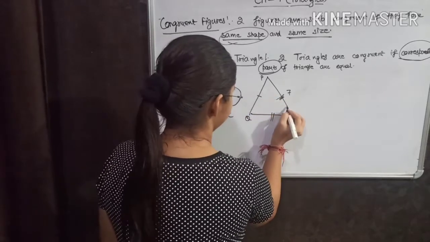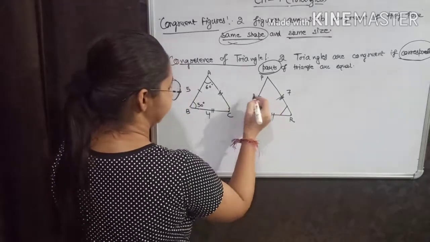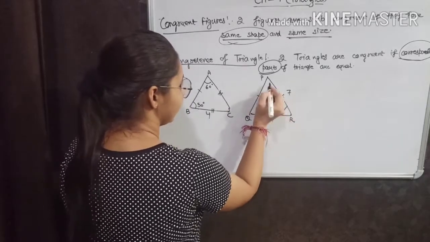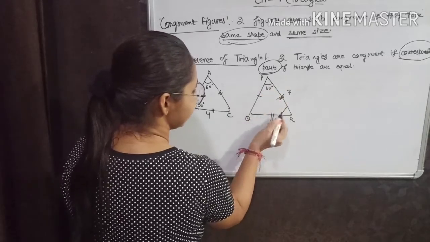And the value of this is equal to 60 degrees, which is given, and you have to find this value and this value.